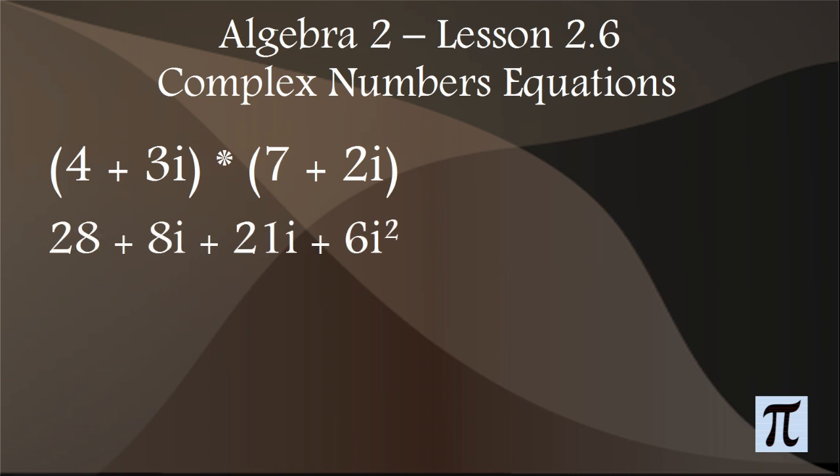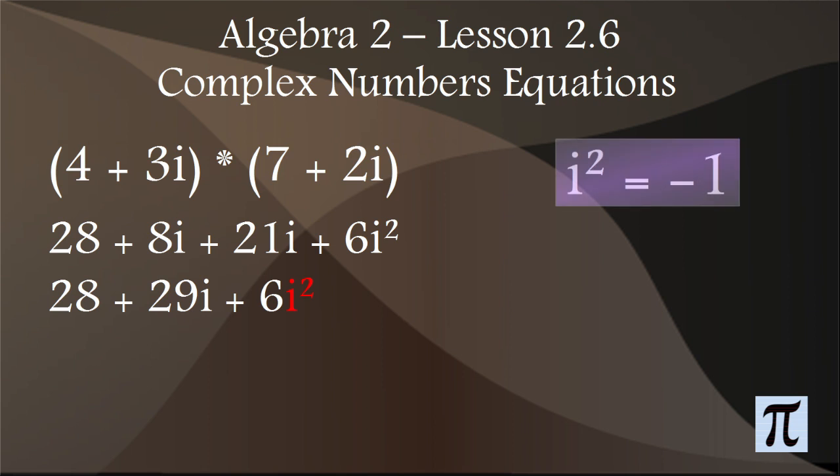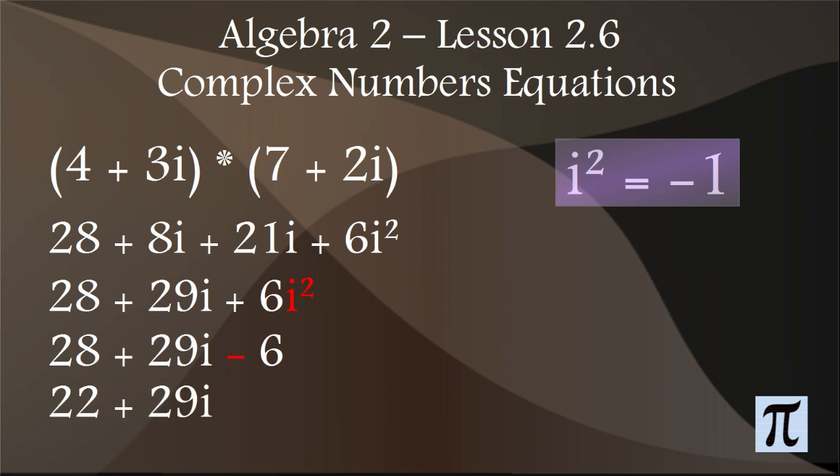So we can combine those all together, and then combine some like terms. Let's focus on this i squared. Don't forget, i squared is equal to negative 1. It's the definition of i. Therefore, this is 6 times negative 1, or it just becomes negative 6, which gives us more like terms to combine with that 28 over there, and we end up with 22 plus 29i.